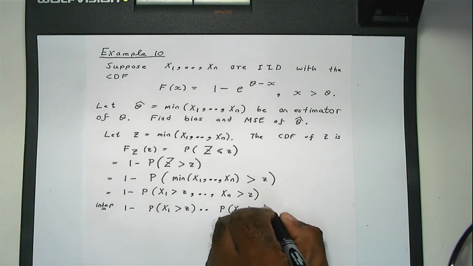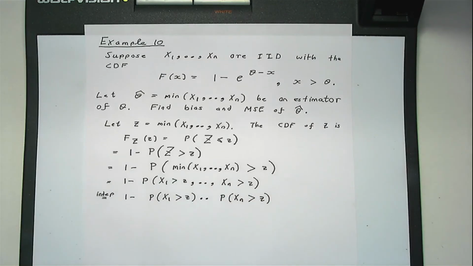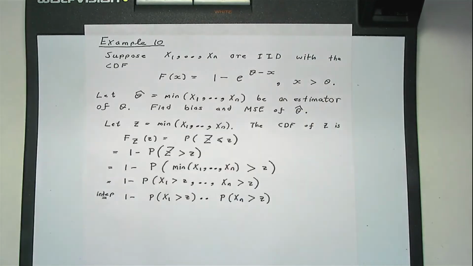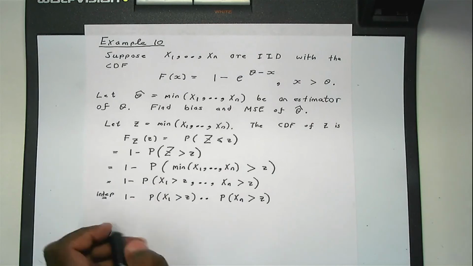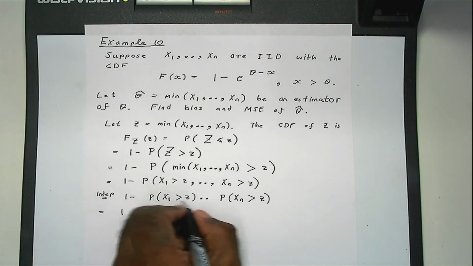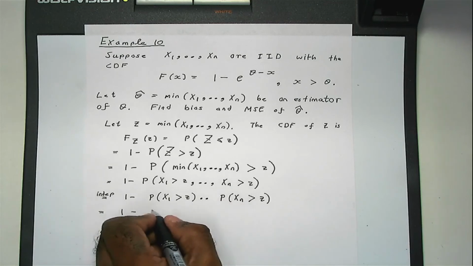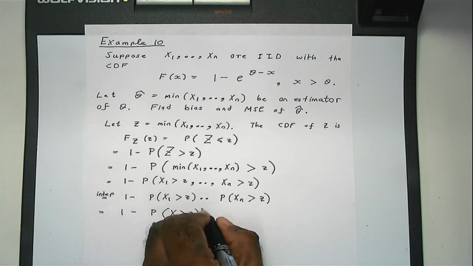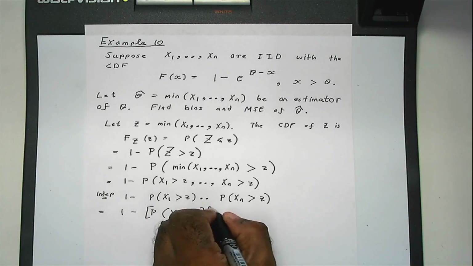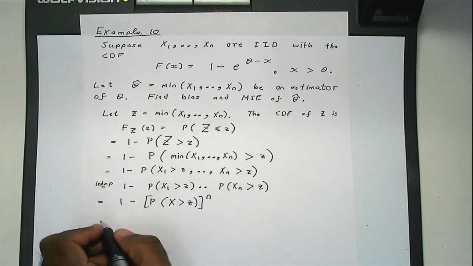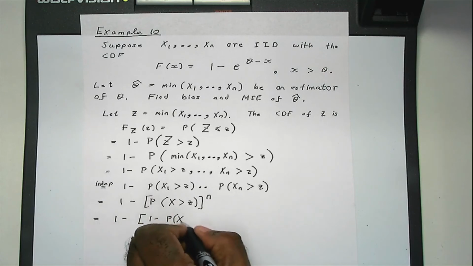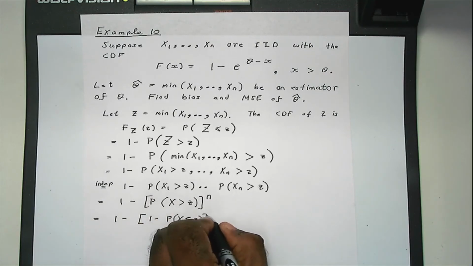and also because x1 to xn are identical. Remember, we are saying IID, which means independent and identical. Because of that, each of the probabilities here is the same. So you can write this as the power n. Now I'm going to write this as 1 minus the probability that x is less than or equal to z, to the power n.